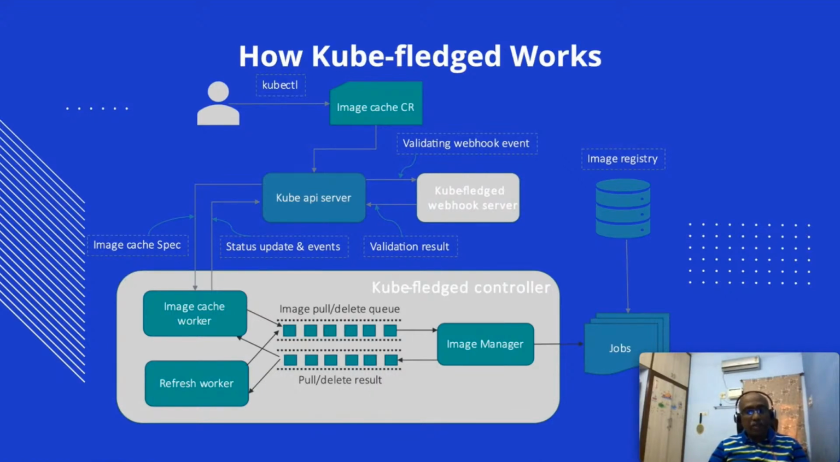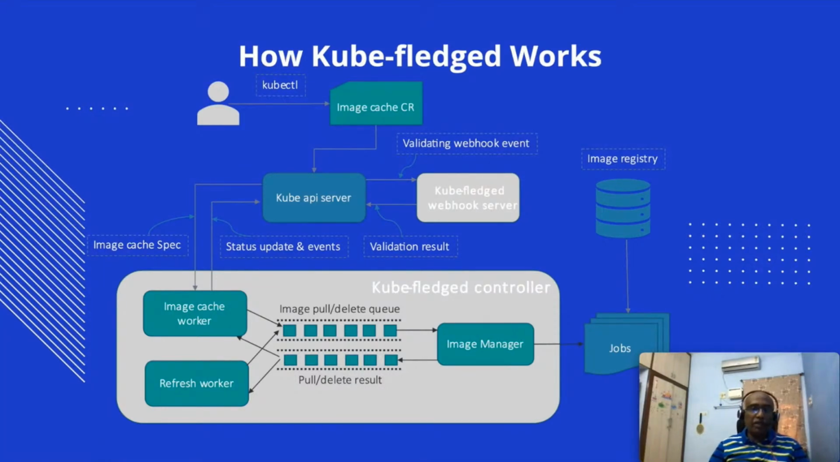And once the user submits this image cache manifest to the Kubernetes API server, the next action that takes place is validation of the cache spec, right? And this validation is performed by the kube-fledged webhook server. You can see it there in the diagram. So it functions as an admission controller. The Kube API server will trigger an HTTP API call to the kube-fledged webhook server, called the validating webhook event, and then the webhook server performs the validation and returns back the validation result.